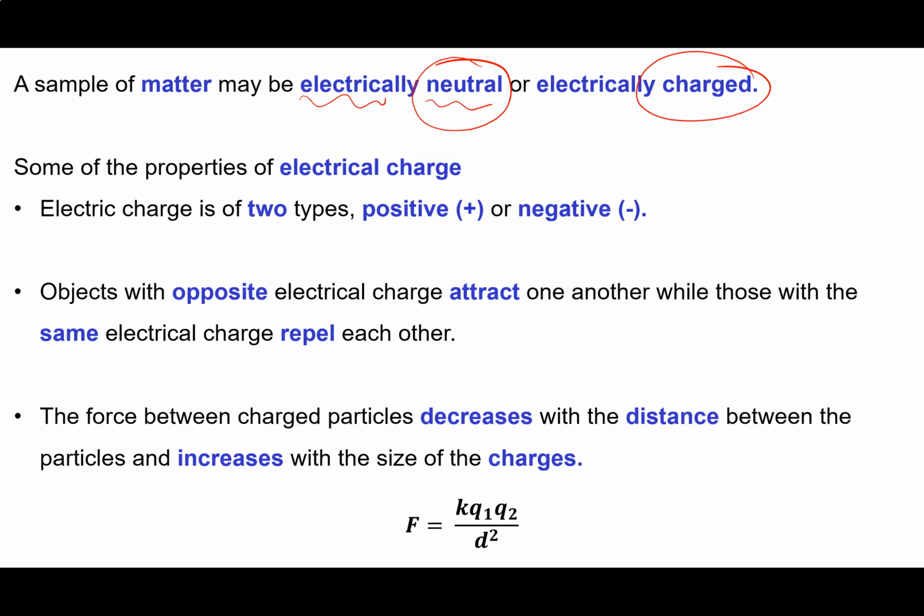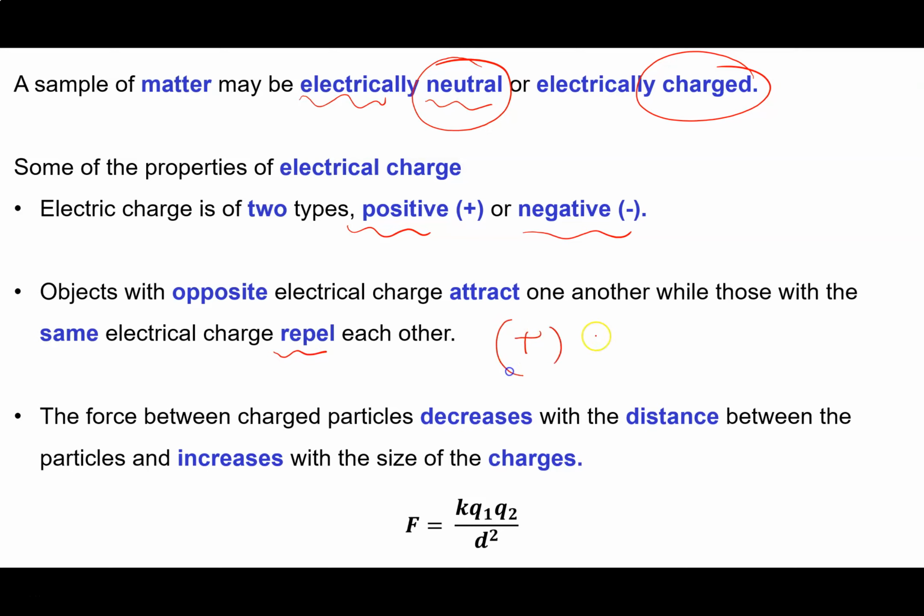If it is charged, then the electrical charge on your sample of matter may be of one of two types. It can either be positive or negative. So you put that whole thing together, a sample of matter may be either electrically neutral, positively charged, or negatively charged. Now, an important property of electrical charge is that opposite electrical charges attract one another, so pluses will attract minuses, while those with the same electrical charge, plus plus or minus minus, will repel each other.